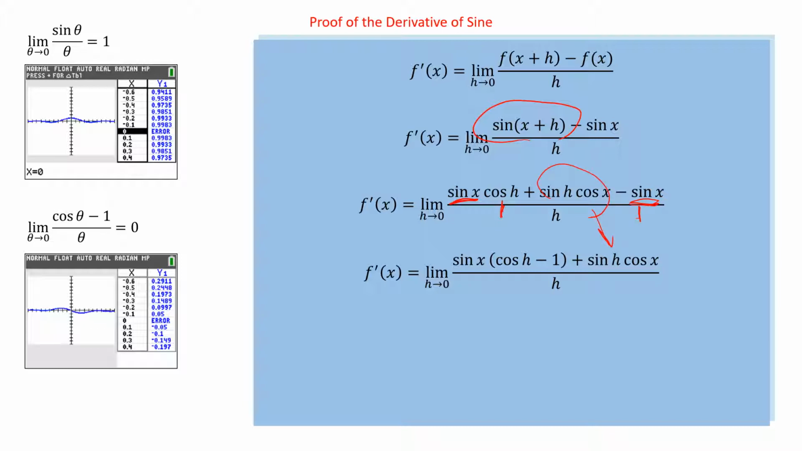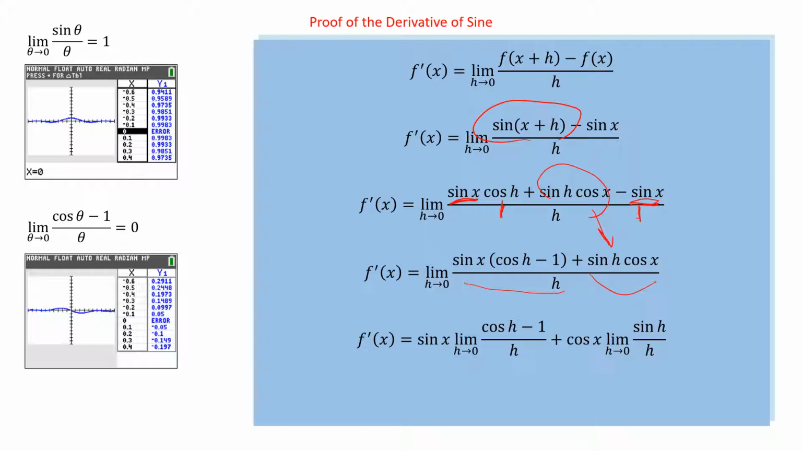over h. We can now split up the limit. The limit will split with the addition, so we can have the limit of this plus the limit of this. And then anything without an h in it can actually move out to the front because h is the variable that we're looking at here. So we could rewrite our limit as this.